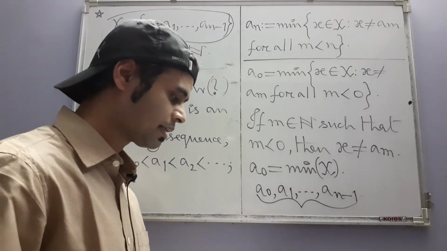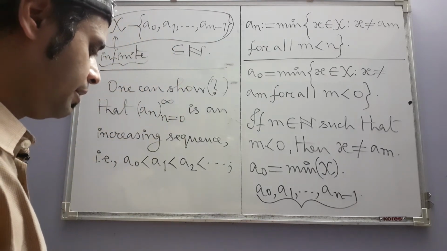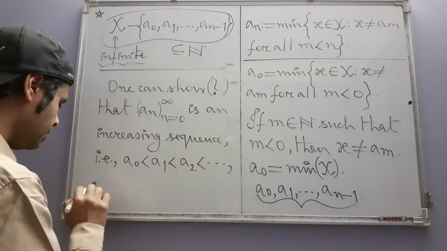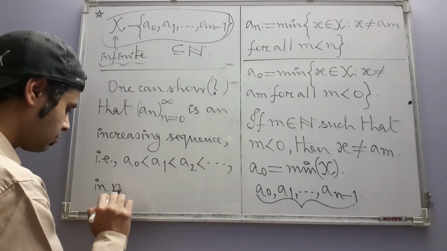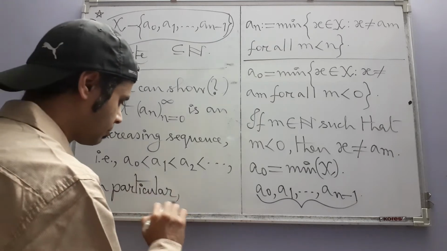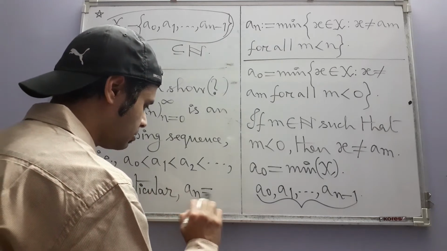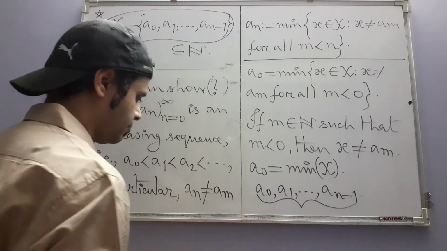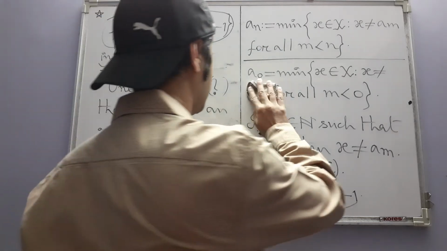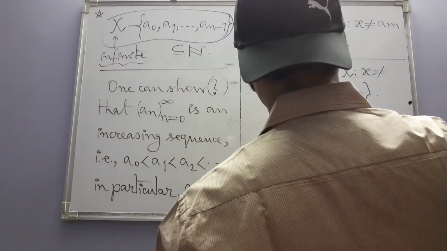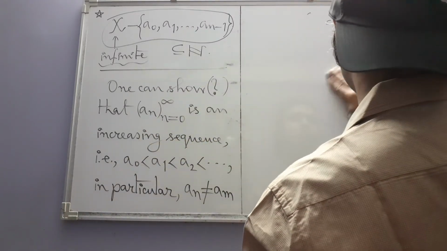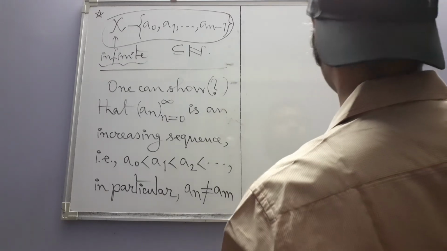And in particular, because this is increasing, in particular, an is not equal to am when the suffixes n and m are different. This fact is the consequence of this increasing nature, which also we have to prove.